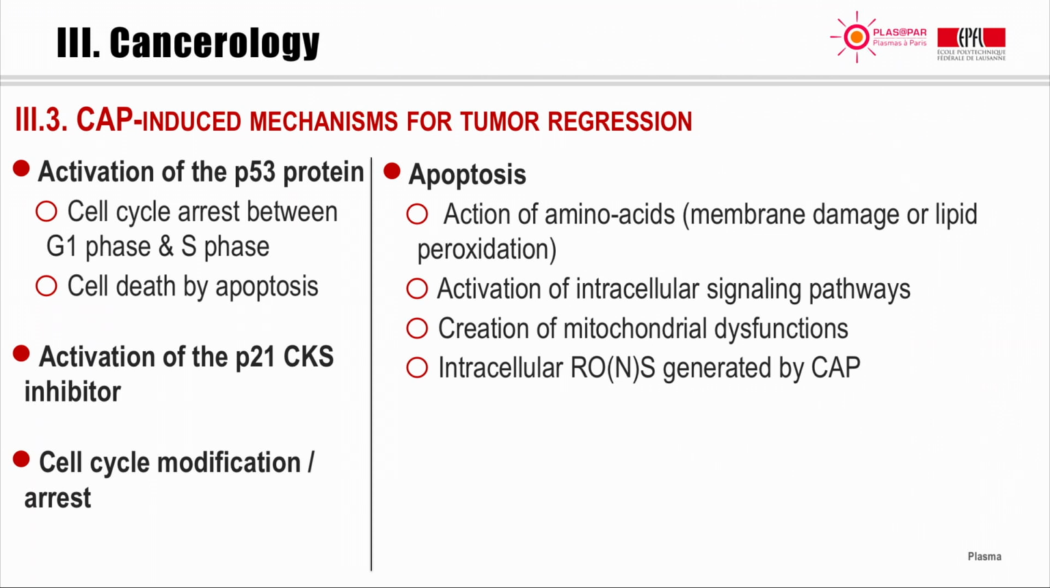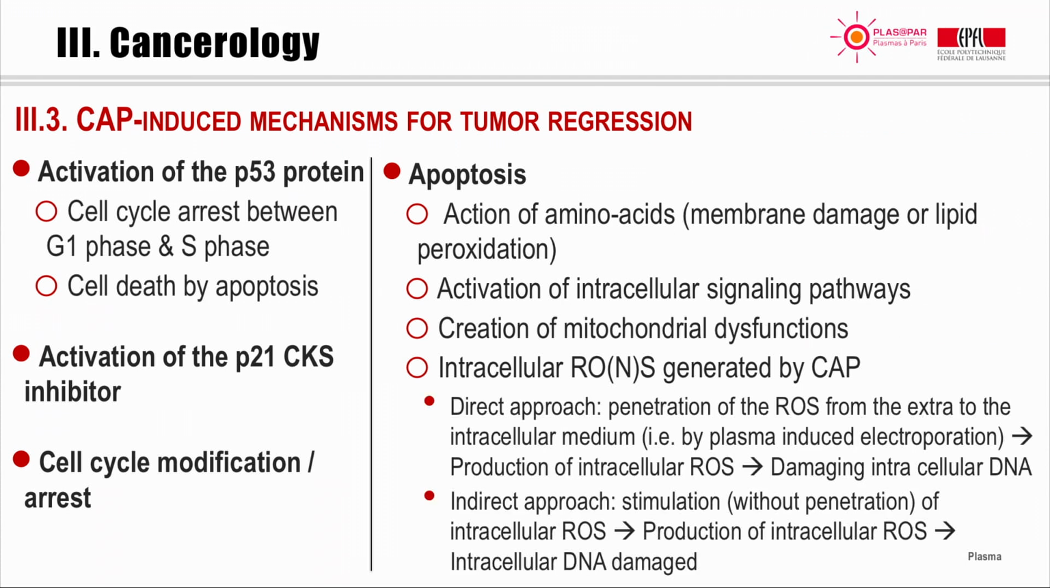In that latter case, one has to distinguish direct and indirect approaches. In the direct approach, the ROS penetrates from the extracellular to the intracellular medium, for example, by plasma-induced electroporation, hence leading to the production of intracellular ROS and to the damaging of intracellular DNA. In the indirect approach, the intracellular ROS can be stimulated without any penetration of exogenous radicals. This stimulation can lead to the production of intracellular ROS and therefore to DNA damage.